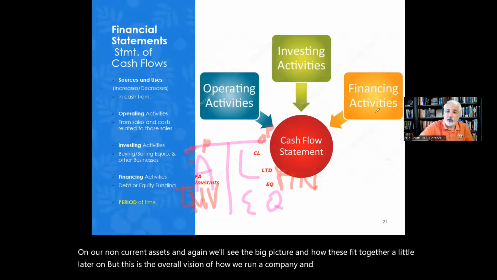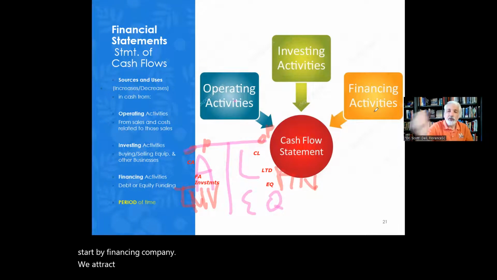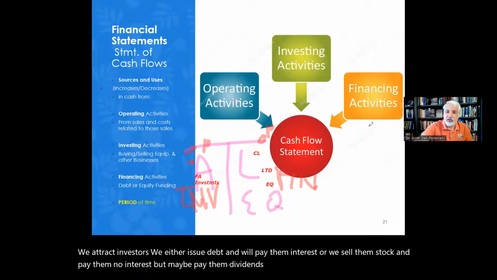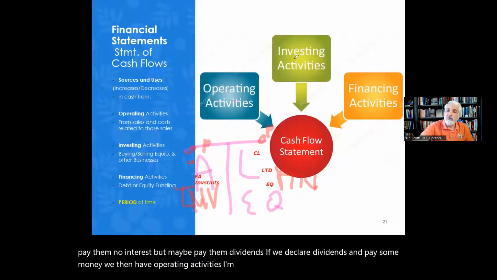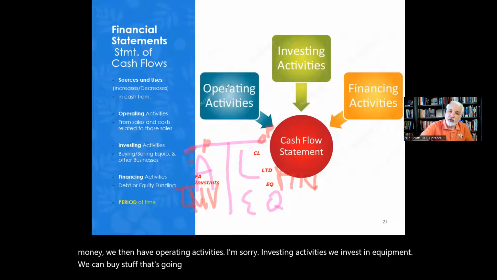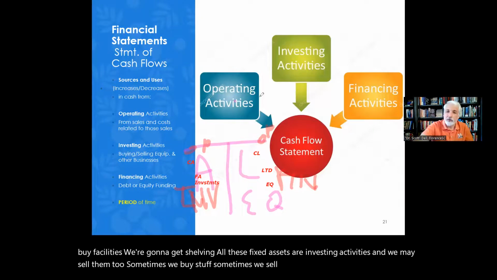And the order is reversed. We start by financing a company. We attract investors. We either issue debt and we'll pay them interest, or we sell them stock and pay them no interest, but maybe pay them dividends if we declare dividends. We then have investing activities. We invest in equipment. We buy stuff that's going to help us sell stuff. So we're going to buy machines, facilities, shelving. All these fixed assets are our investing activities. And we may sell them too. Sometimes we buy stuff, sometimes we sell vehicles, we sell equipment.